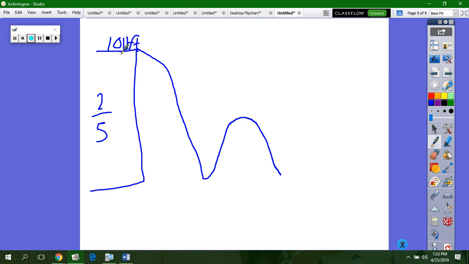So 100 feet times 2/5, this height right here is now 40. That does look like 2/5 of it. Yes, it does. And then it bounces again. What's it 2/5 of this time? 2/5 of 40, which is 16. And it keeps going bounce, bounce, bounce. You guys all understand that, right?